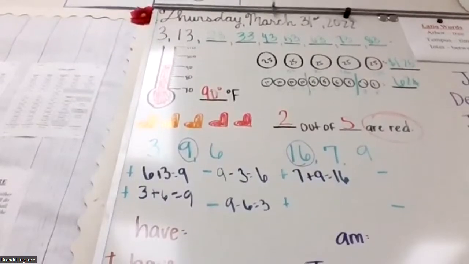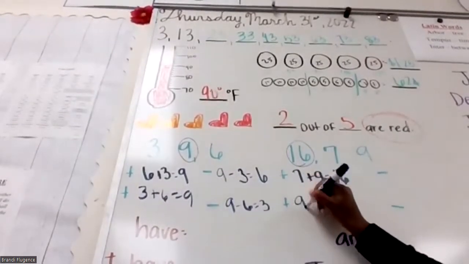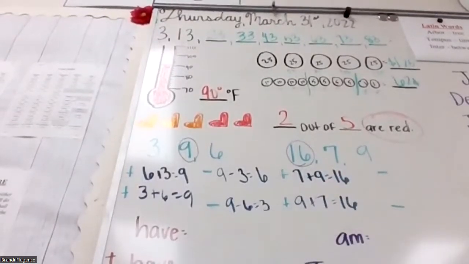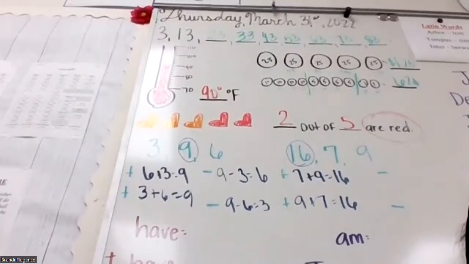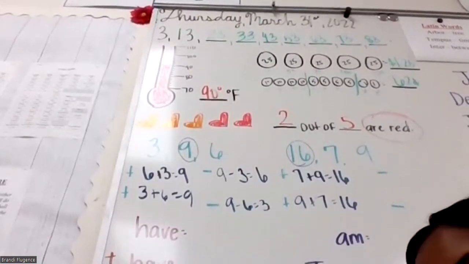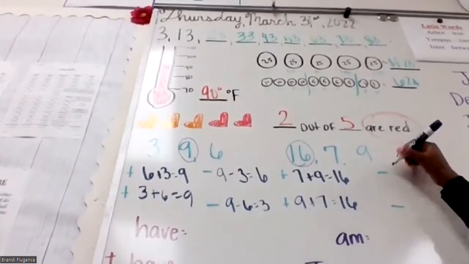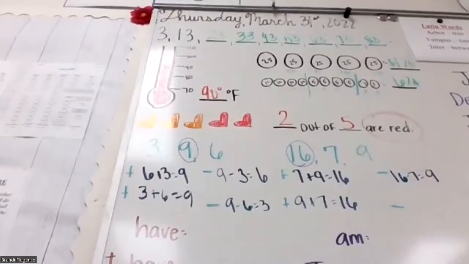9 plus 7 equals 16. Subtraction. I have to start subtracting with my largest. What's the subtraction fact I can make? 16 minus 7 equals 9.